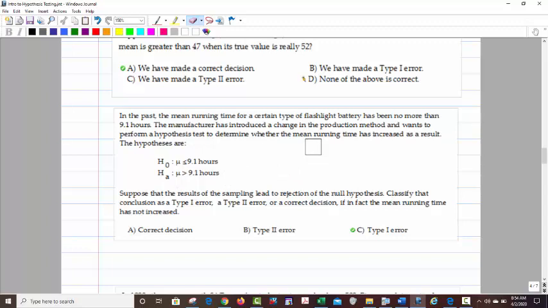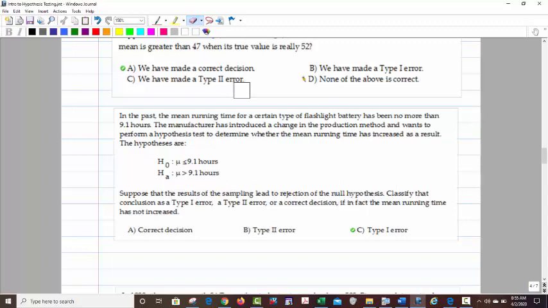And then they want to perform a hypothesis test to determine whether the mean running time has increased as a result. So let's say that our sampling and calculations, which we haven't seen yet, lead to rejecting the null hypothesis. In other words, we're saying it's wrong. So we're deciding whether it's a type 1 error, a type 2 error, or a correct decision. Now here comes the part we need right here at the end.